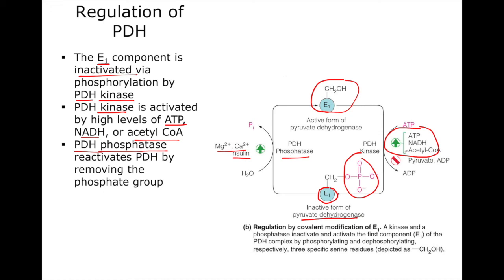So our pyruvate dehydrogenase kinase, when it's activated by these molecules that represent a high energy state, phosphorylates and turns off the pyruvate dehydrogenase complex, shutting off or slowing down the citric acid cycle. When we have a stimulation by insulin, it will tend to activate the phosphatase, which will turn on the citric acid cycle, thereby increasing flux through the citric acid cycle. So that's the regulation of our pyruvate dehydrogenase complex. Take some time, be sure you're familiar with those steps.